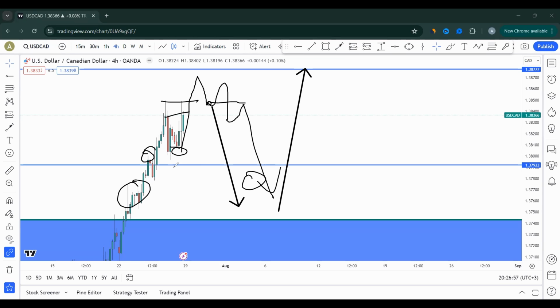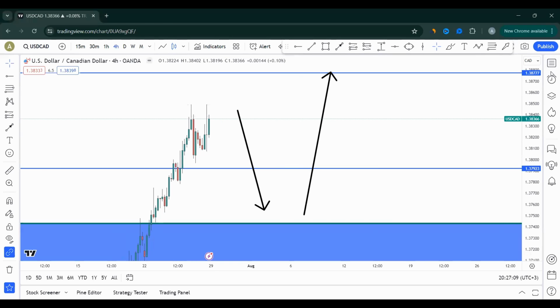So this is what I have on USDCAD. If you trade continuations, wait for it to make that pullback, then you look for a change of trend to go upwards. If you trade counters, I've also mentioned that you can utilize that.